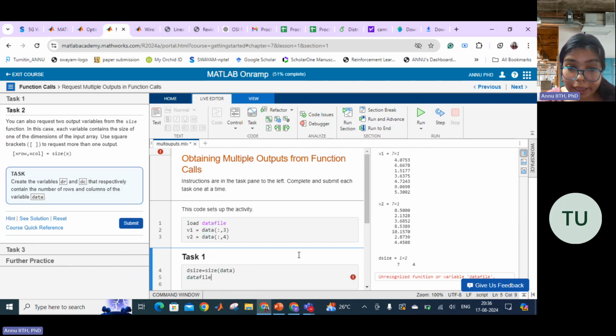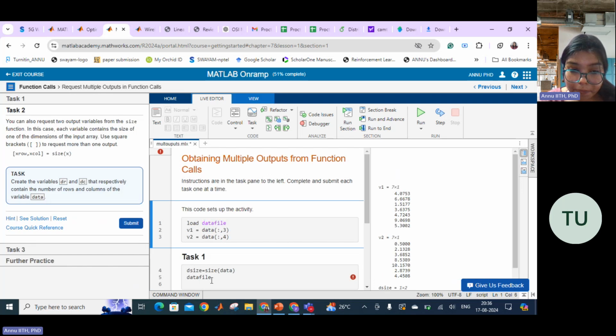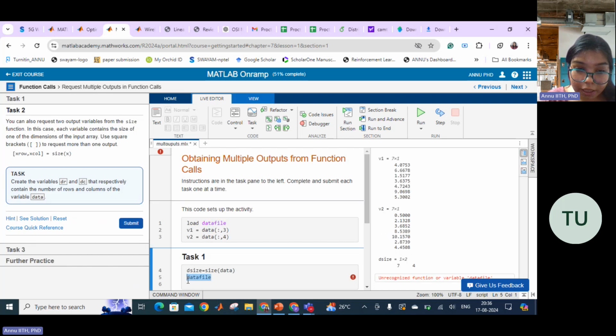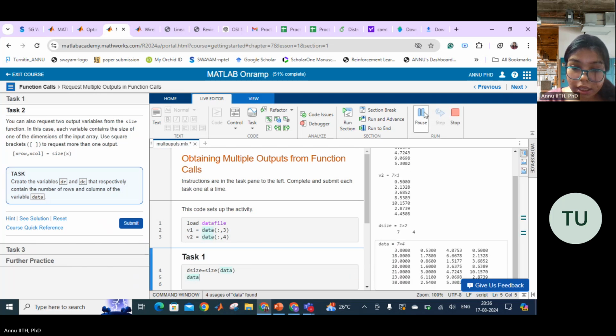So it is showing not recognized because it is a file. We cannot see like this. So we have to see data itself. So what is data? So data it is given. So that's why V1 is nothing but all the values of third row, third column, where it is all the values for the fourth column. So that's why V1 we can see V1.